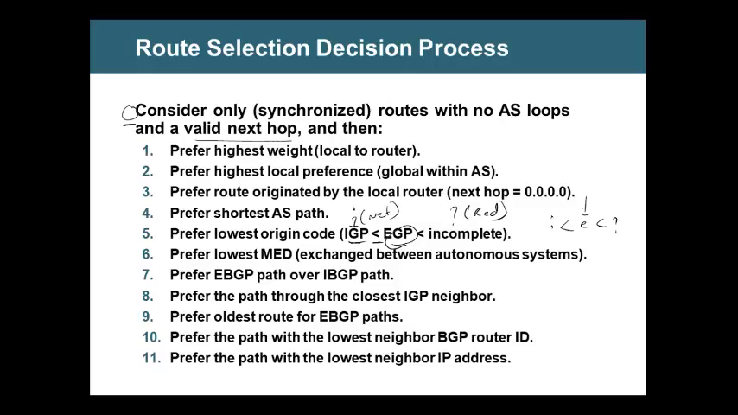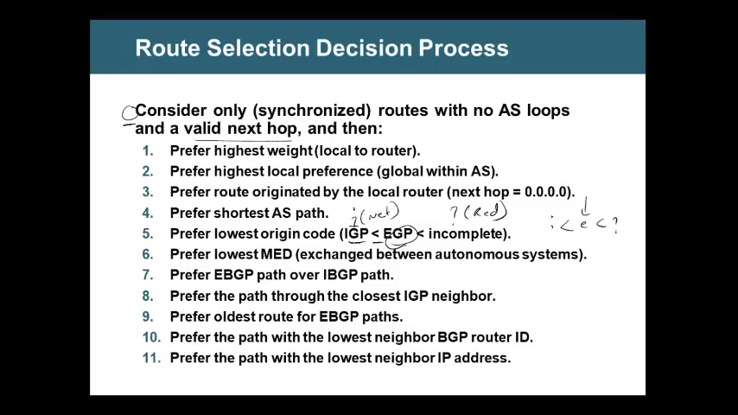Now if there is a tie in this, only then it will go to MED. If there is a tie in MED, only then it will go to preferring the eBGP path over iBGP. What if both are iBGP? Then it will go to the closest iBGP neighbor. What if both are equal? It will check the oldest eBGP path. What if both neighbors gave the same path at the same time? Then it prefers the neighbor whose router ID is lower.